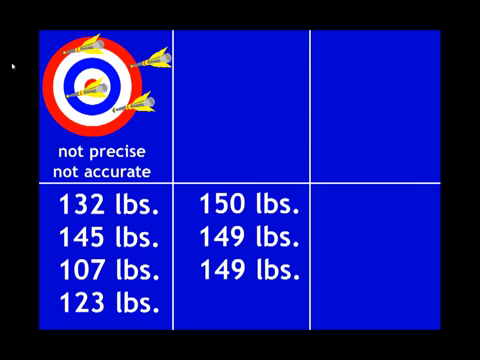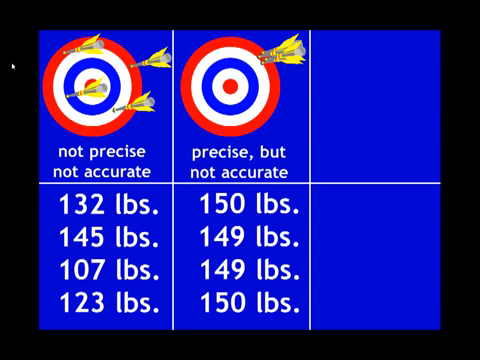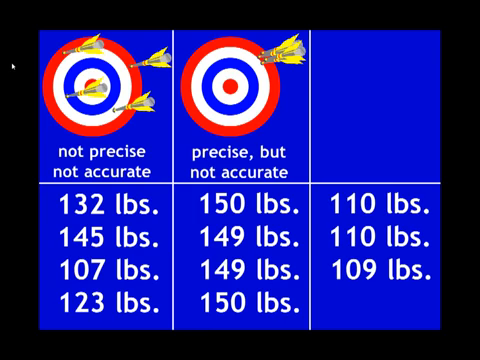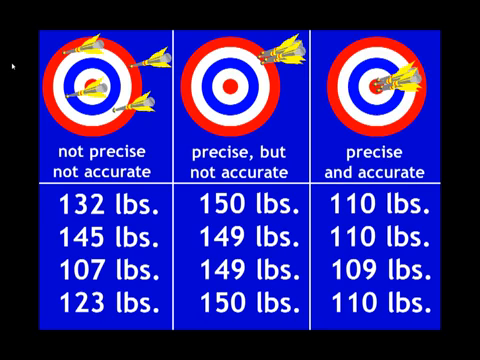If another scale gives her the following results when she steps on that same scale 4 times, while yes, these numbers are close together, 149 and 150, her true weight is 110. So this particular scale is precise because of the consistent, reproducible results that she's getting, but it's not accurate. This scale is off by 40 pounds, basically. Finally, if this scale gives her consistent readings that are close together, 109, 110, it's both precise and accurate because the numbers are close together and they are correct.